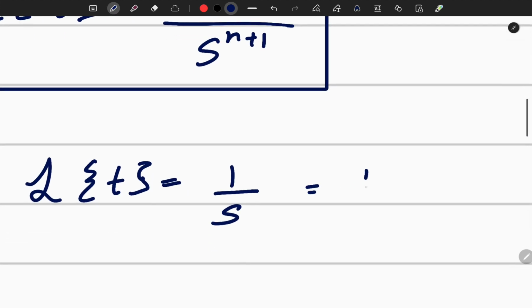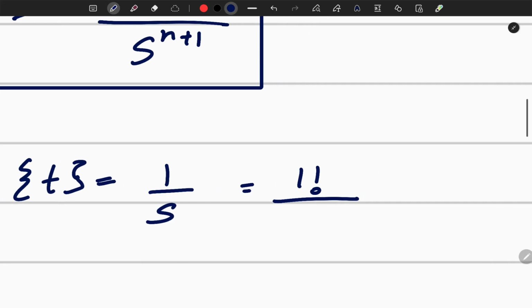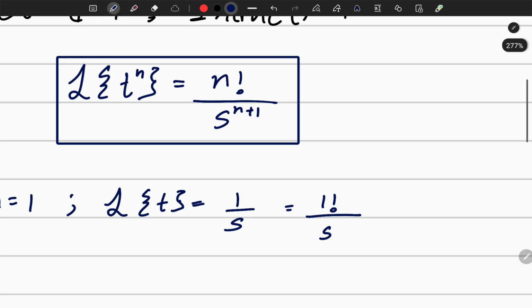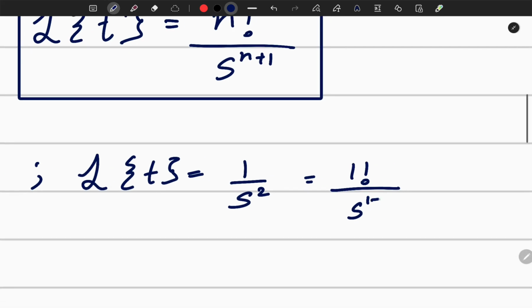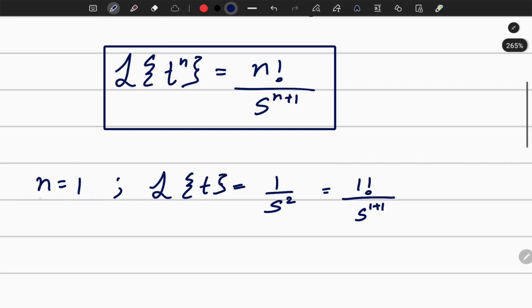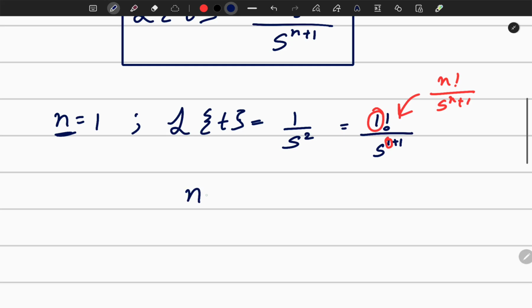I can write 1 as 1 factorial, since 1 factorial equals 1. So the Laplace transformation of t is 1 factorial over s square. Now I can write 2 as 1 plus 1, where n equals 1. So this is n and this is n, in the format n factorial over s to the n plus 1. So I can say it is true for n equals 1. I proved that.